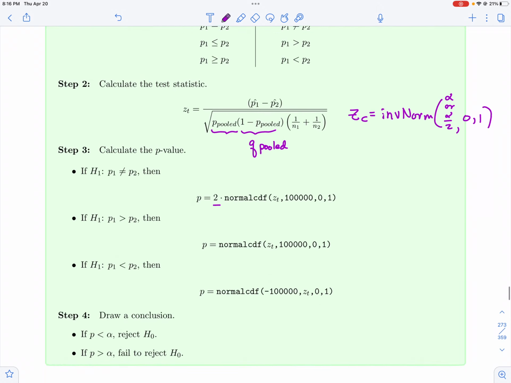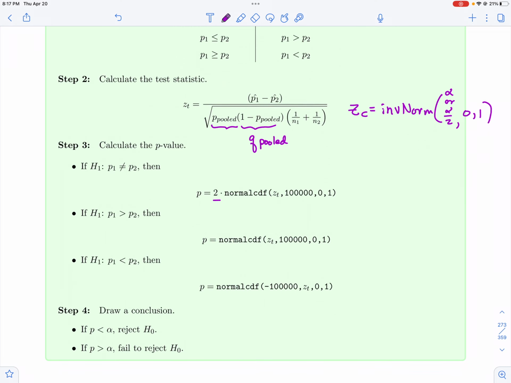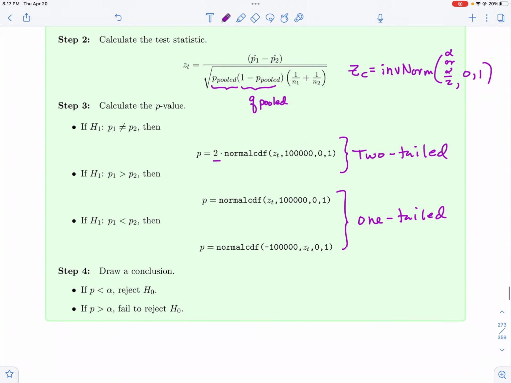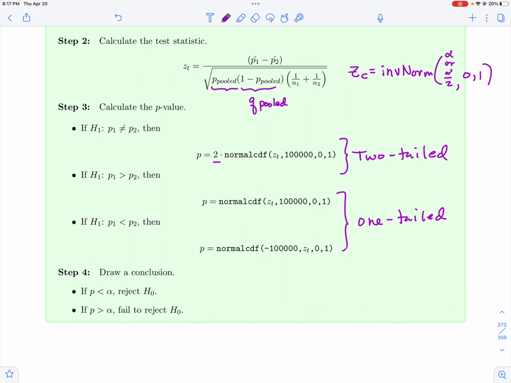All right, so for calculating the p-value, this is exactly the same as what we did in 9.1. On our two-tailed test, we're going to have our normal CDF, but again, we do want to remember to multiply that by 2. For our one-tailed test, we just treat them like normal. We don't have to worry about multiplying anything by 2. And then finally, our conclusion, same as what we've been doing. If p is less than alpha, we reject H naught. If p is greater than alpha, we're going to fail to reject H naught. All right, so let's dive in.